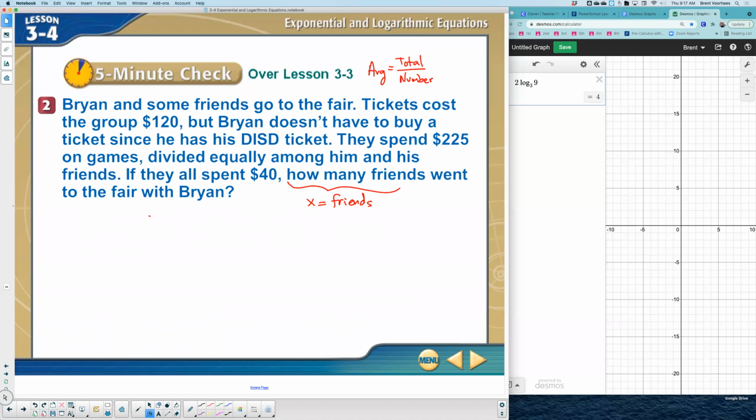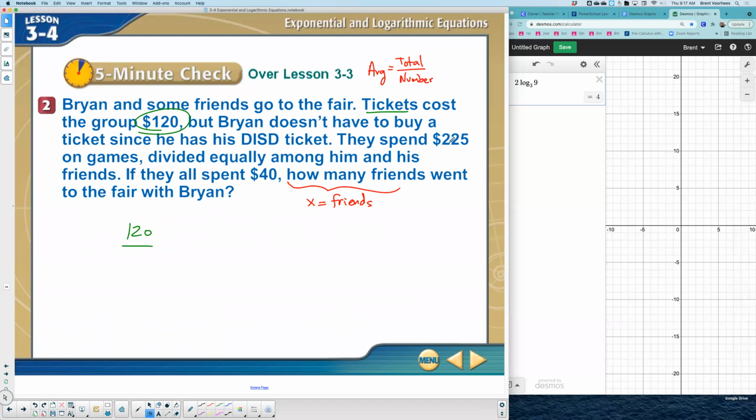So here, let's go through and evaluate the money. I see $120. Is that the tickets? Is it $120 per person? No. Or is that the total for the tickets? Total. So if it's a total, that needs to be divided by some number of people, which we will establish later.